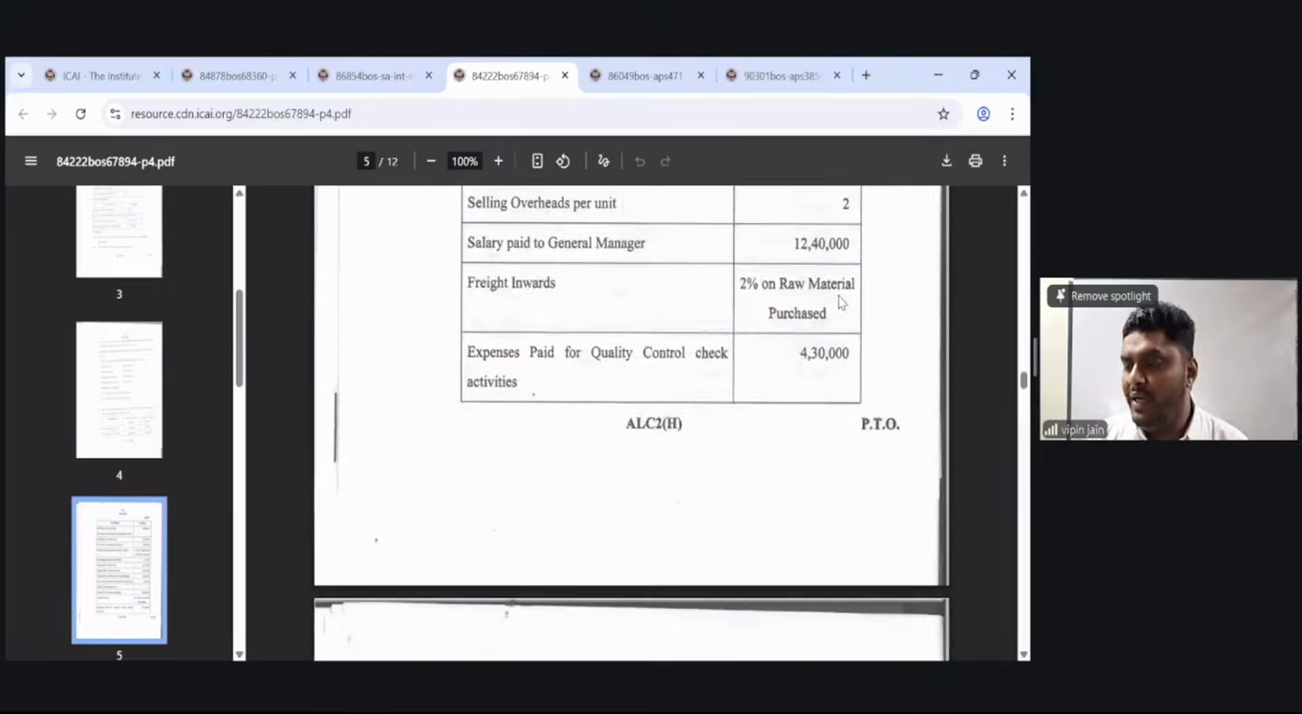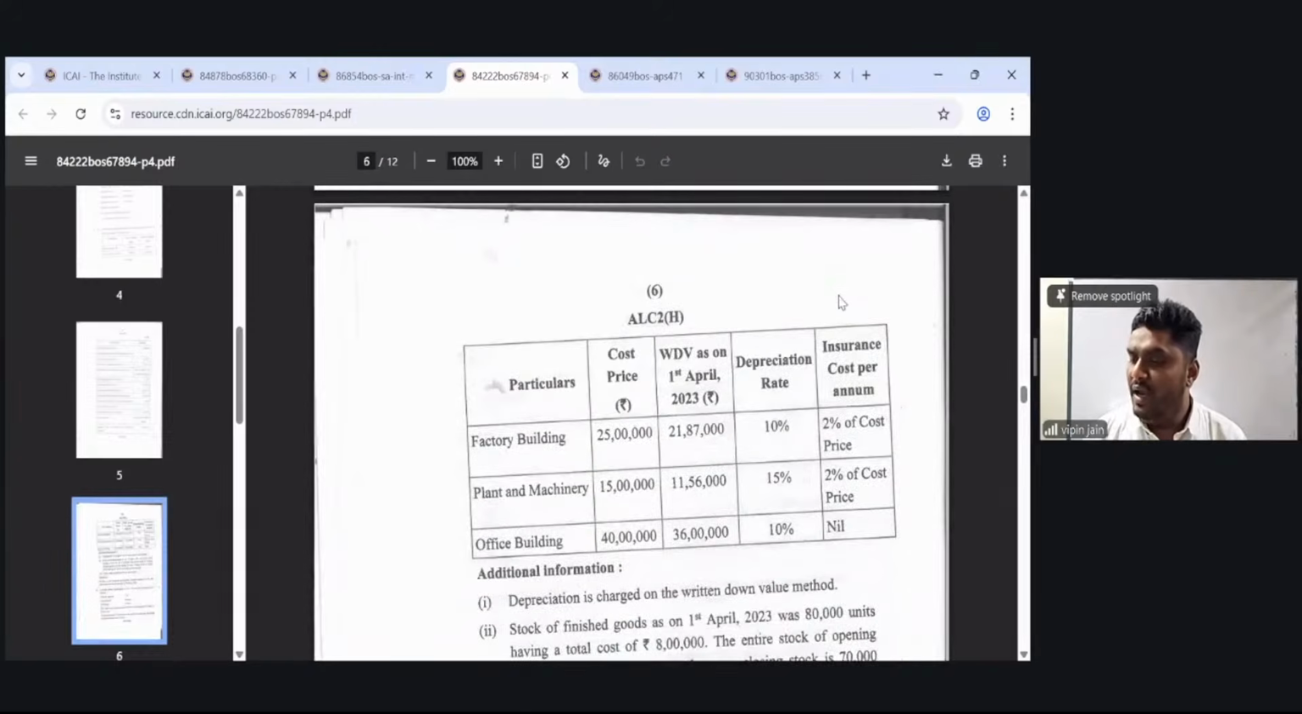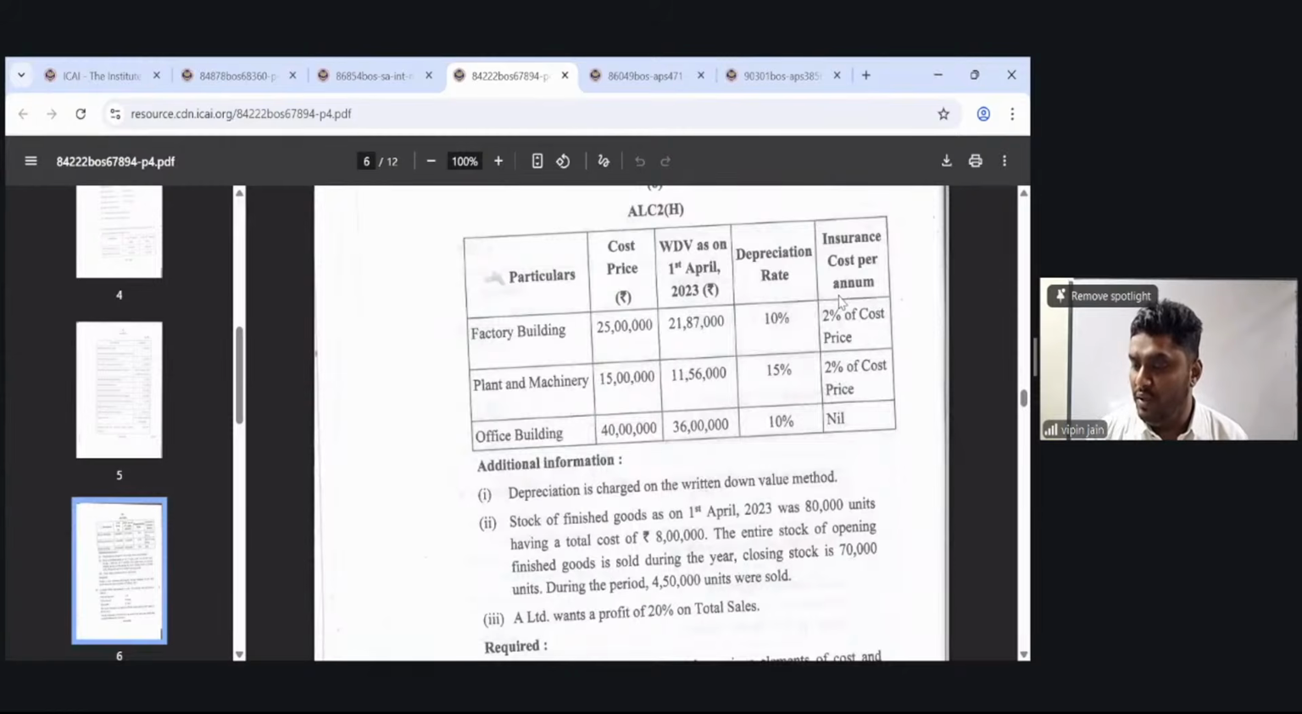Expenses paid for quality control check activities will go under quality control cost. Now, here the WDV is given, so factory building depreciation will go under factory overheads. Plant and machinery depreciation will go under factory overheads. Office building depreciation will go under general administration overhead. Insurance premium is to be calculated on cost. So insurance premium paid on factory building is again factory overheads. Plant and machinery, factory overheads. And for office building, there is no insurance, so we have to ignore it.